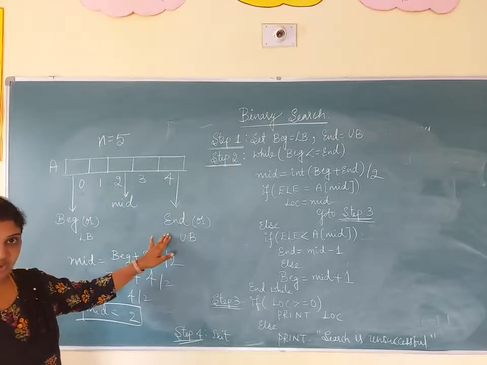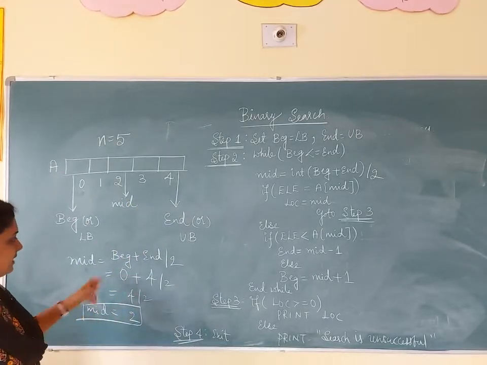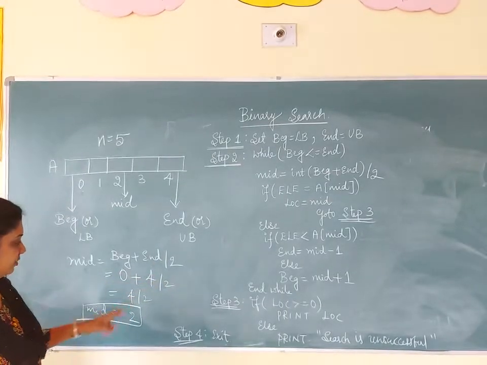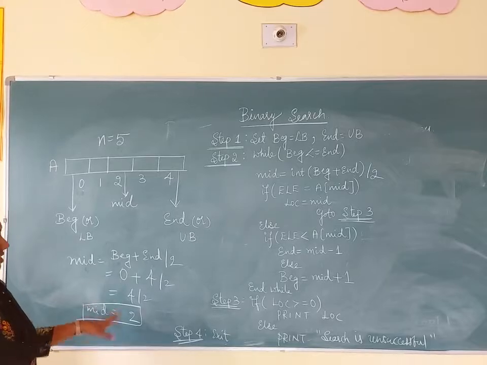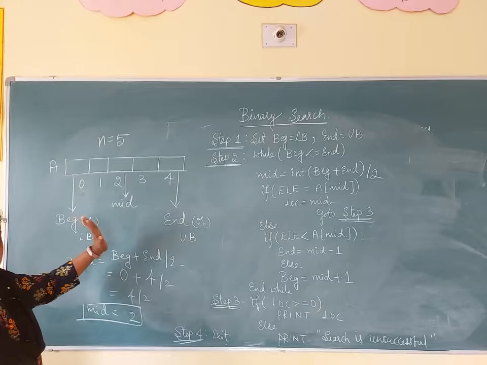4, we are calling as what? End of an array. And you have to find the mid position. How are we going to find it? Beginning plus end divided by 2. You will get 2. This will become your mid. Okay, and you have to take the mid position.